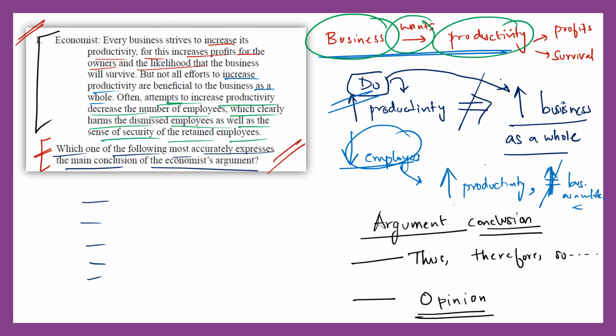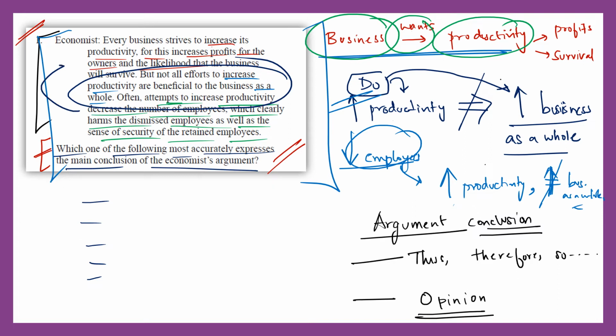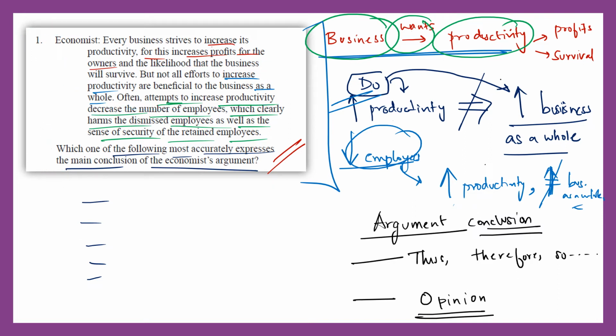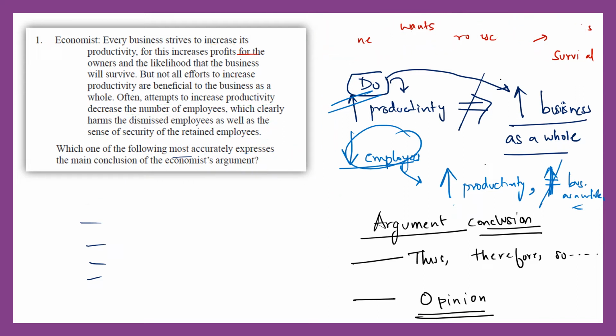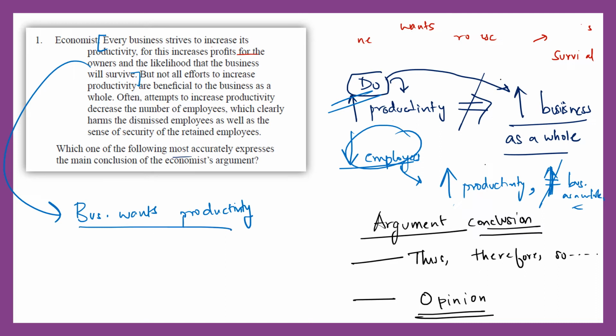Okay, so the main point of this passage, the main conclusion, is the opinion, and you can find that in here. It says that not all efforts help the business as a whole. Okay, in the first line, now let's see this a little more clearly. I'm going to erase things off so that it's clear. Okay, now if you look at the first line, the first sentence here tells you what businesses want. So it tells you that a business wants productivity.